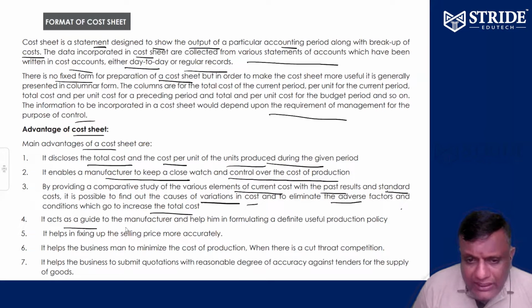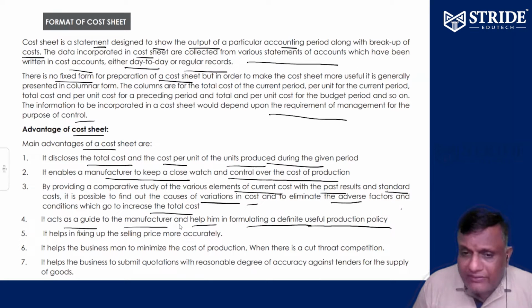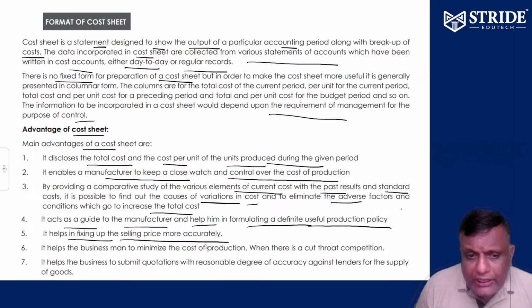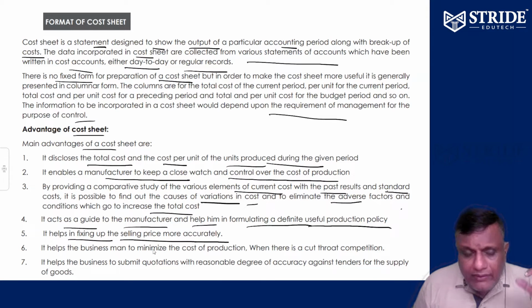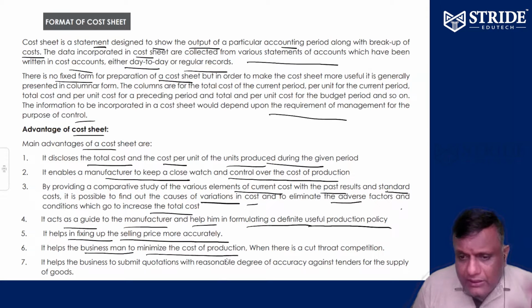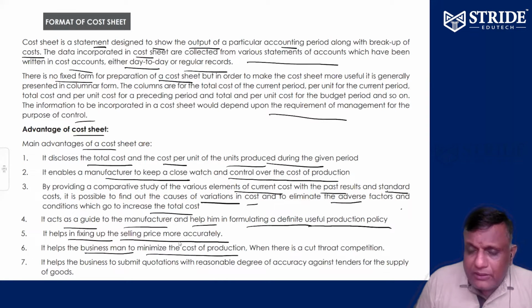It acts as a guide to the manufacturer, helping in formulating a definite, useful production policy. It gives an idea of how he is going to use it. It helps in fixing the selling price more accurately. It helps the businessman to minimize the cost of production. Once you know the cost sheet properly, automatically you can minimize the cost and maximize the profit.